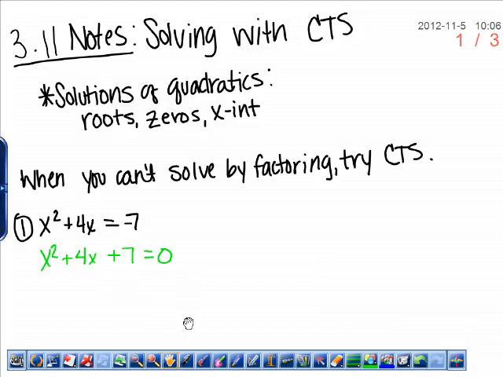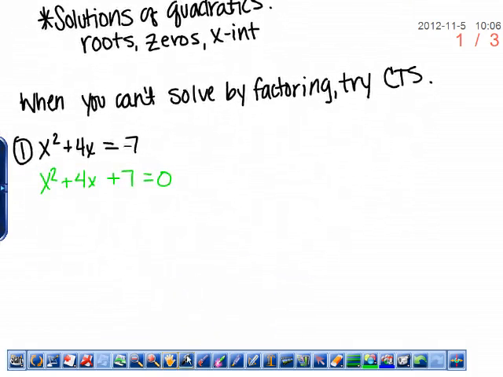Okay? Now let's go ahead and turn this into vertex form. Let's use completing the square and turn this into vertex form. Okay? So remind me what I do. Okay, move the 7 over. So I have x squared plus 4x plus 7 equals 0. Okay? All right, then what do I do?